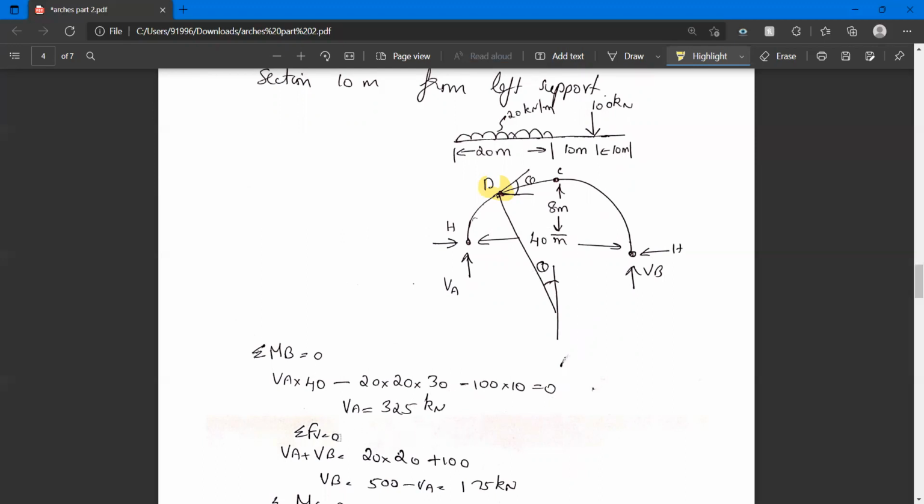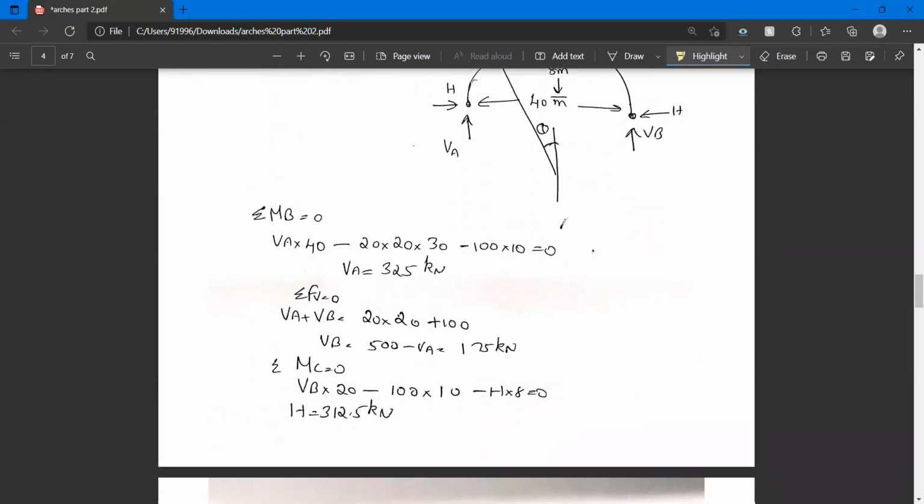Now to find VB, you should use the property that the summation of total downward forces is equal to the summation of total upward forces. The total upward acting forces are the vertical reactions VA and VB. So VA plus VB is equal to the total downward acting load, 20 acting for a length of 20 meters, so 20 into 20, plus the concentrated load 100. You know the value of VA, so you can find the vertical reaction VB.